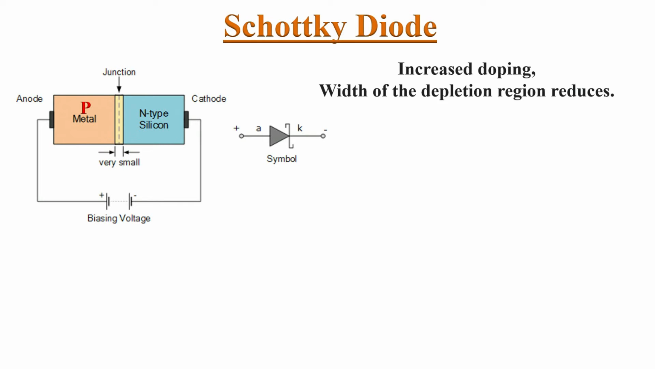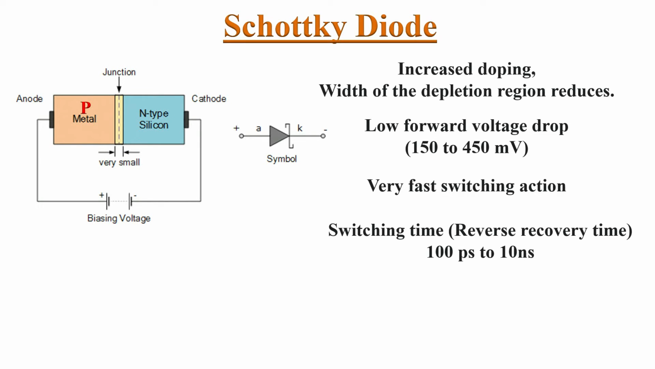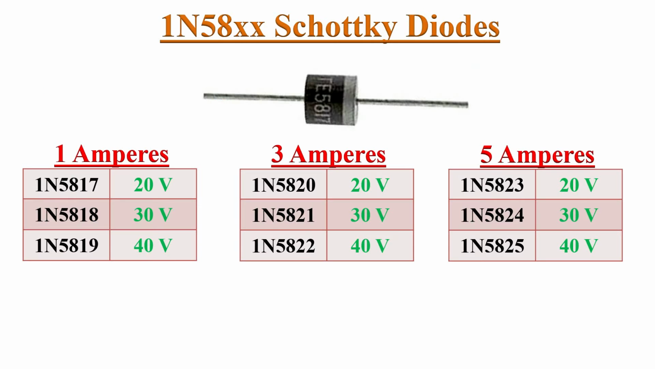A normal silicon diode needs 0.7 volts to break its junction. But in the case of a Schottky diode, a very small forward voltage of 0.15 volts can break its junction. The lower forward voltage drop allows higher switching speeds. Its switching time is 100 picoseconds to 10 nanoseconds. 1N58 series diodes are Schottky diodes with current ratings from 1 ampere to 5 amperes and their voltage rating is between 20 volts to 40 volts.